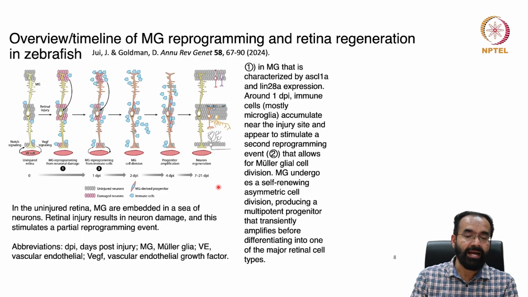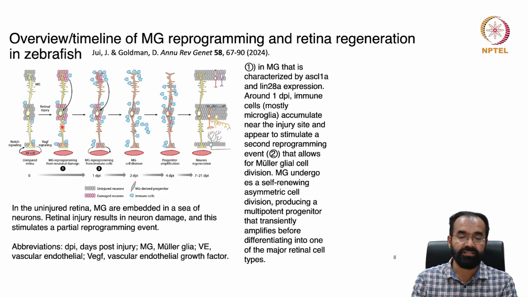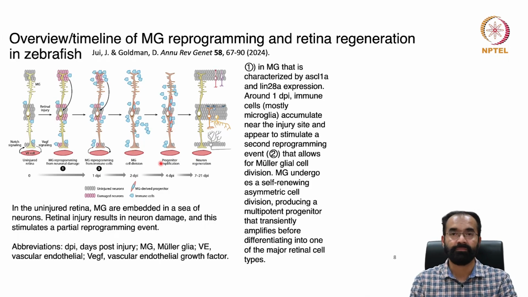Retinal injury and Muller glia reprogramming that happens, sensing this picture: the yellow color cell is a Muller glia, and it is responding to the microglia present. As you can see here, the color code is given: immune cells, uninjured neurons are gray, damaged neurons are pink in color, and then Muller glia derived progenitor spindle shaped cells. The Muller glia undergoes a division, and then the progenitor starts getting amplification, and in the final phase, 7 to 21 days, these progenitors migrate and differentiate into various neuronal cell types.